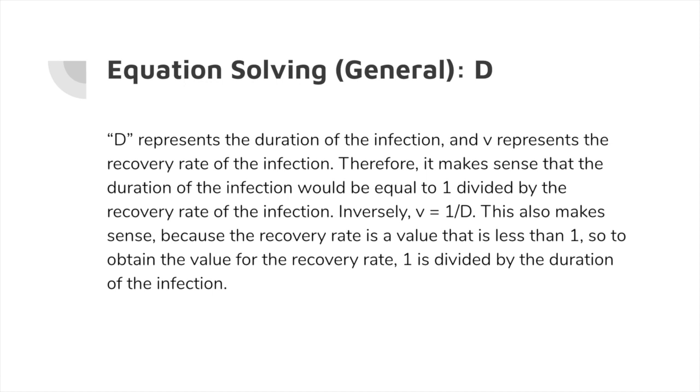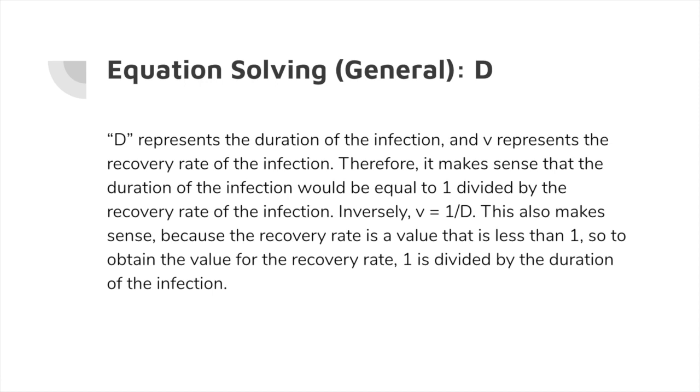Now I'm going to go through each of those 3 hand-solved equations and why they make sense and what variables they're related to. So D represents the duration of the infection, and V represents the recovery rate, so it makes sense that the duration of the infection would be equal to 1 divided by the recovery rate. Or, another way to solve for it is V equals 1 over D.